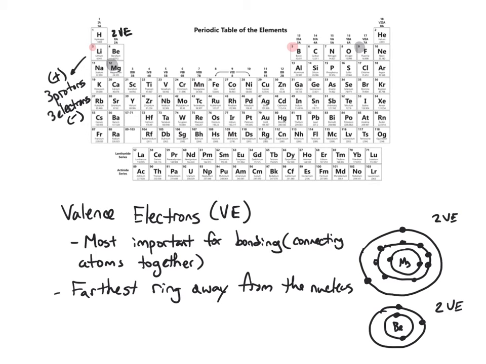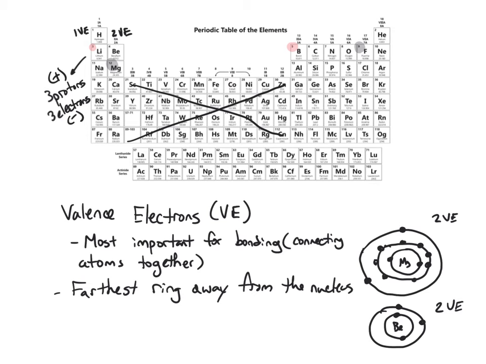Now, this isn't the only column on the periodic table that has this awesome pattern. In fact, all of the columns in the periodic table, with the exception of the transition metals, show this crazy, awesome pattern. Take a look at the first group of elements, the alkali metals, these all have one valence electron in their furthest energy level.